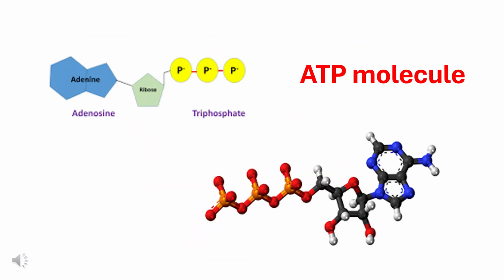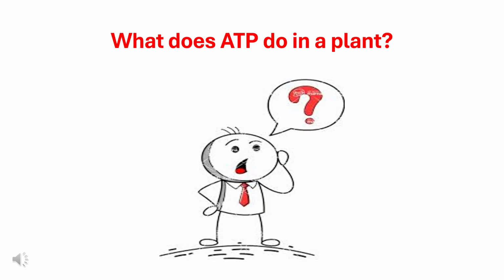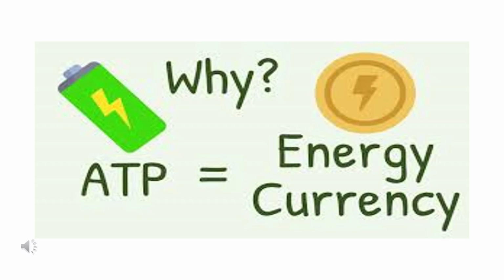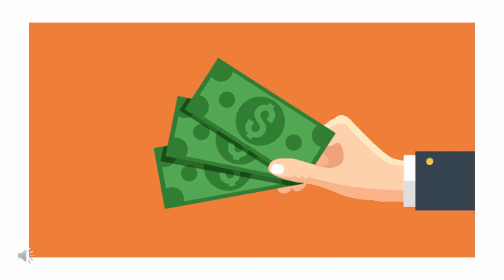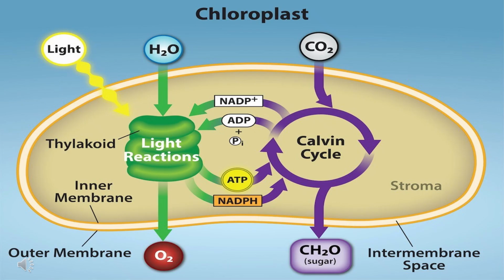Photosynthesis involves a tiny molecule known as ATP that has a huge job and plays an important role inside a leaf of a plant. But what exactly does ATP do in a plant that is so important? Think of it as the cell's energy currency. Just like money lets us buy what we need, so does ATP let cells pay for the energy costs of life. In photosynthesis, ATP is produced during the light-dependent reaction.